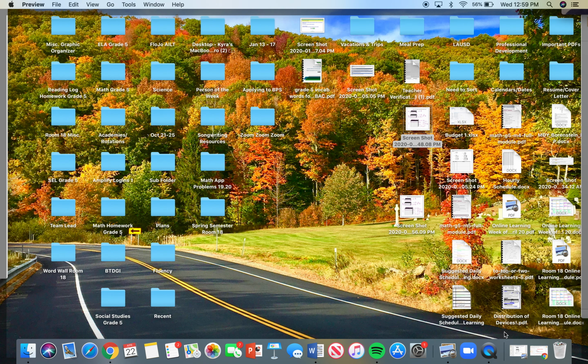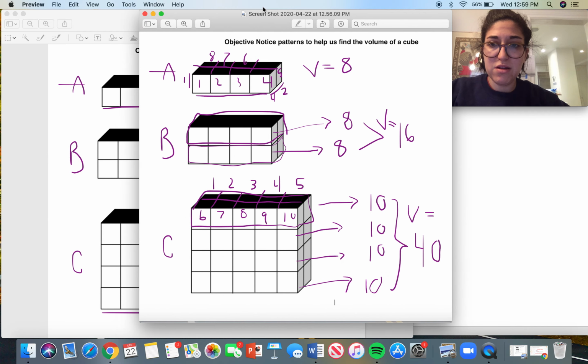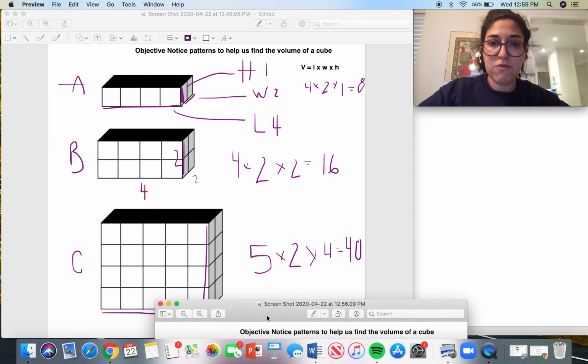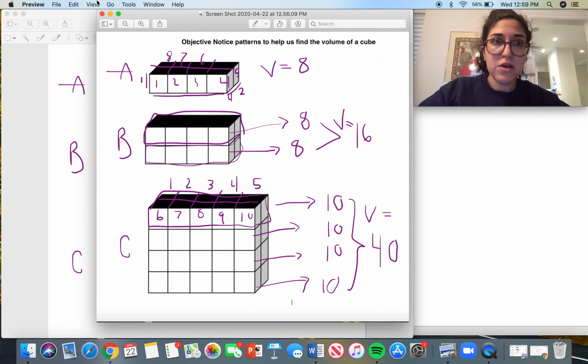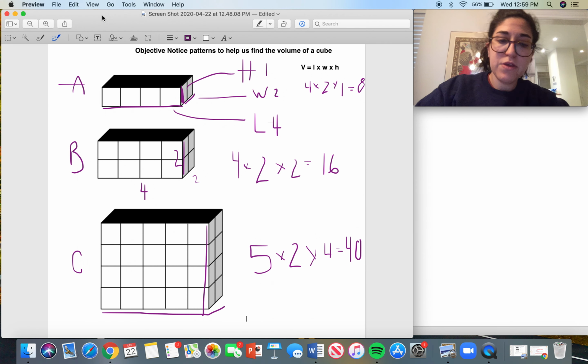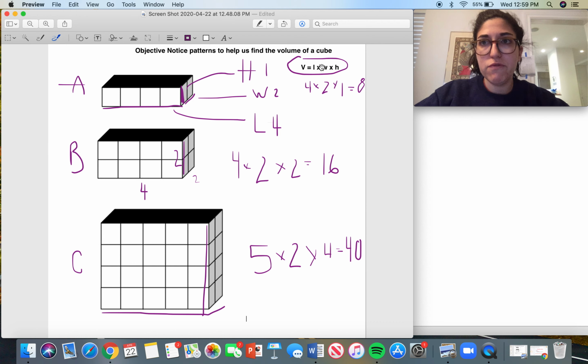And if I quickly pull up the screenshot we had just talked about, you'll notice that here I said the volume would be 8, my volume is 8. Here I said the volume would be 16, my volume is 16. And on this last one I said my volume would be 40, and I have a volume of 40. It matches up perfectly. So that is another way that we can think about calculating volume, and I do want you to start getting comfortable with this because it is going to help you as we start looking at structures where we can't count the individual cubes.